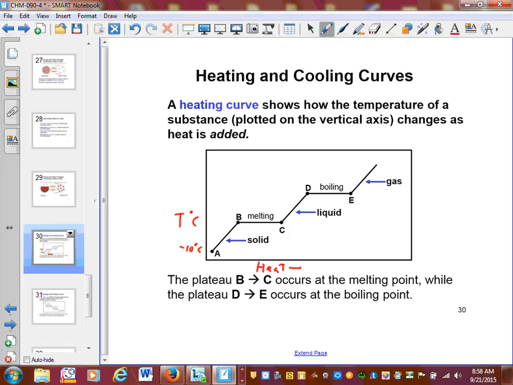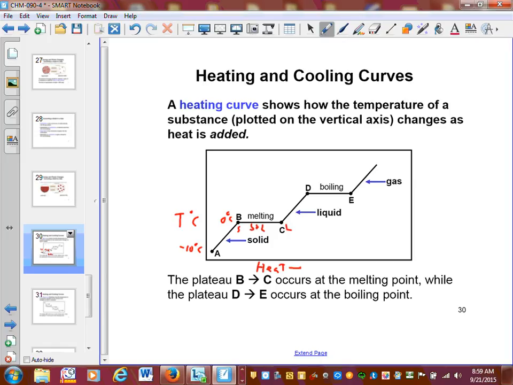When we get to 0 degrees C, here we have a solid. We have solid ice at 0 degrees C. At 0 degrees C, what does the ice start to do? Melt. So as it melts, we're going to have solid and liquid. The temperature doesn't change. It stays 0 degrees C until we get to all liquid. So now we have liquid water at 0 degrees C.